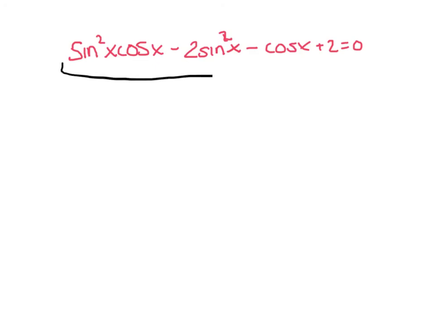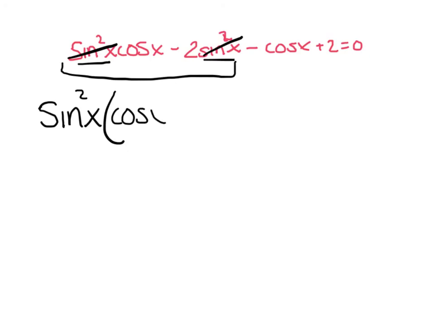Box those first two in and tell me what you think that GCF is. Hopefully you're saying this side and this side have a sine squared x. If I were to remove that, I'd be left with cos x and a minus 2. Okay, notice I'm not touching this number 2 at all. I'm just removing the sine squared, the two things that match.